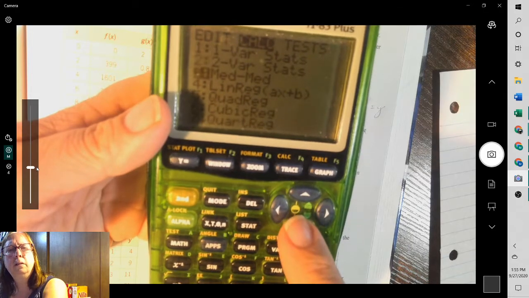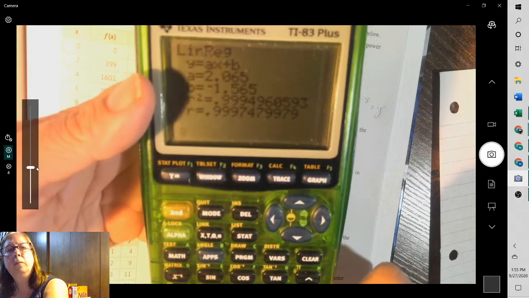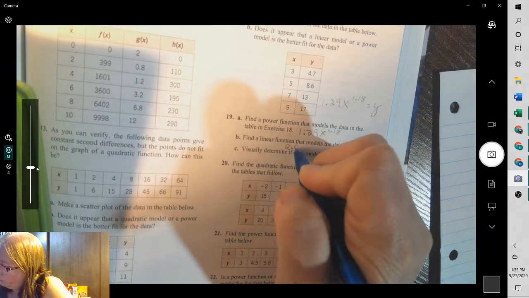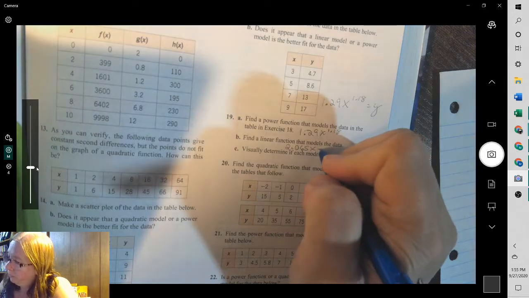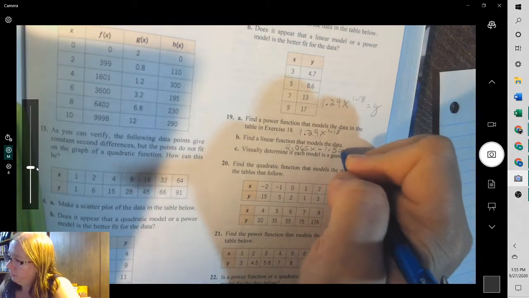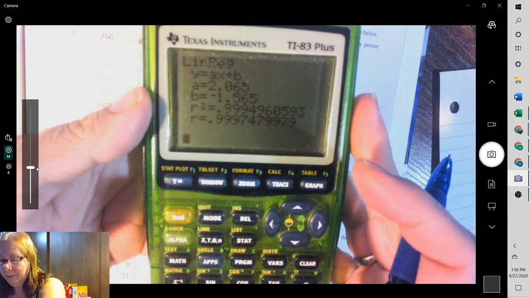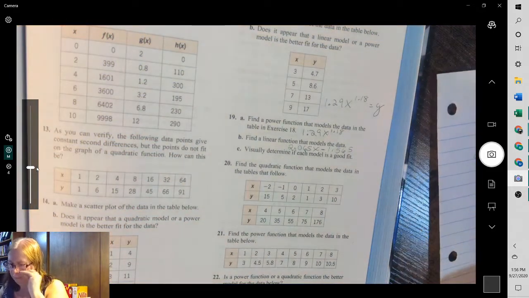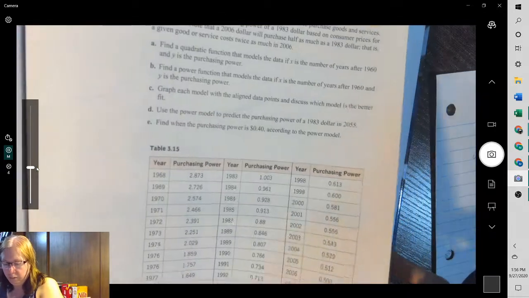Calc, linear, and I'm using ax plus b. We get 2.065x minus 1.565, and r is almost the same. So they are both very strong. I'm just trying to find one that wasn't.